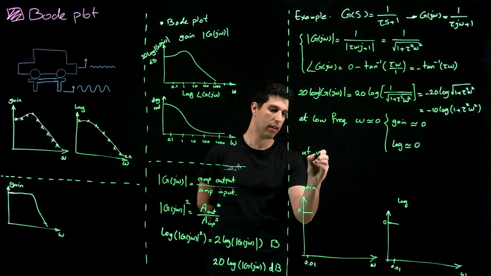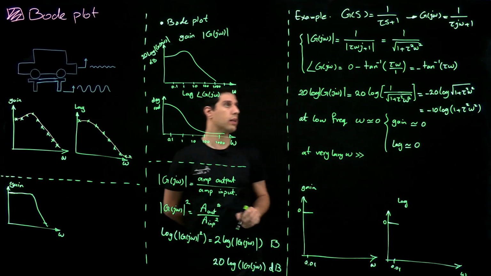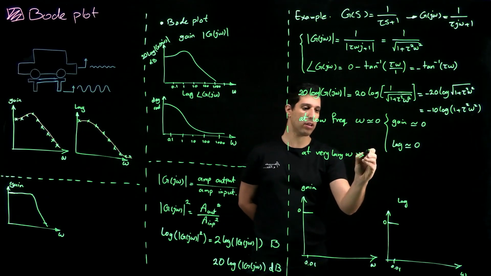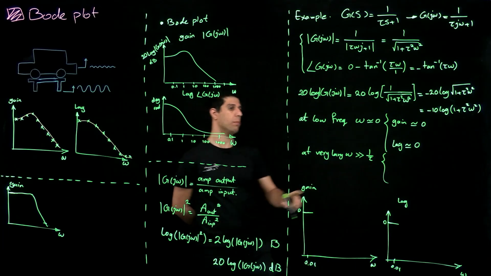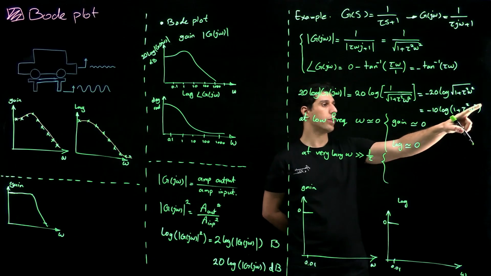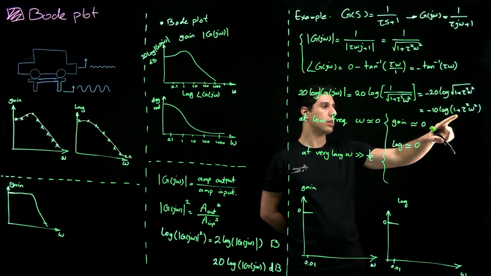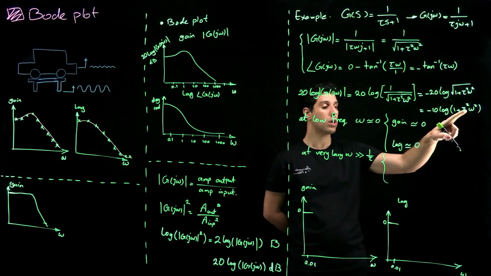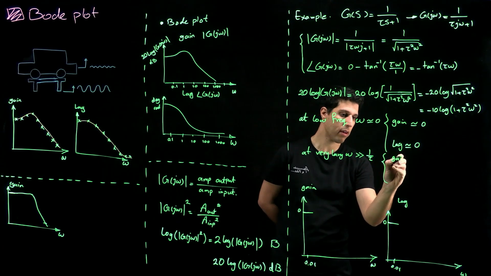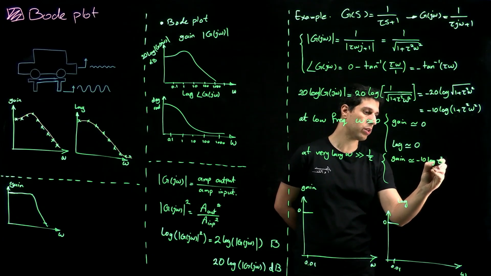Conversely, at very large omega, so omega is much bigger than a comparable value, 1 over tau, let's see what happens in this case. My gain, which I have here, this term when omega is very large is going to dominate. My gain is going to be approximately minus 10 log of tau squared omega squared.